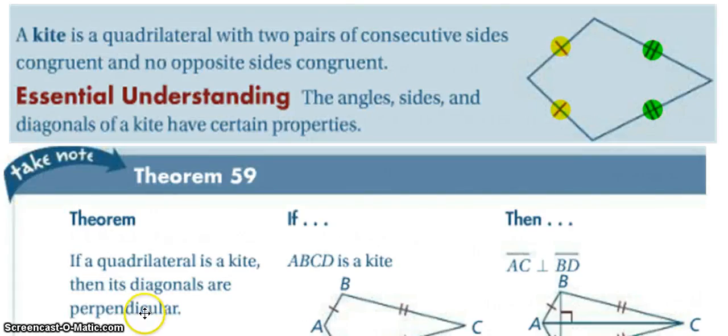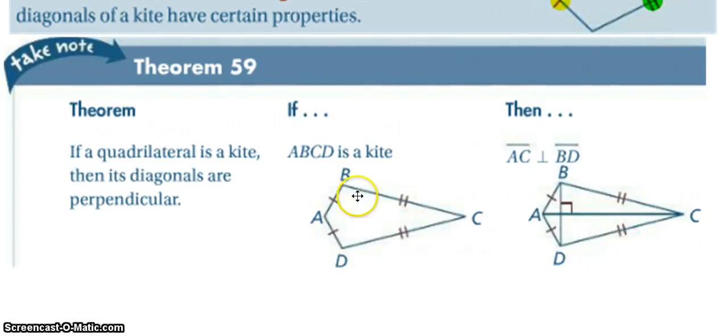So now we get into discussing kites. Kites are a quadrilateral with no congruent opposite sides, but congruent consecutive sides. So you'll always have 2 pairs of consecutive sides that are congruent. If ABCD is a kite, then what we also know is drawing the diagonals will be perpendicular to each other, like BD right here to AC. And now it actually looks like a kite that you would fly with a string.